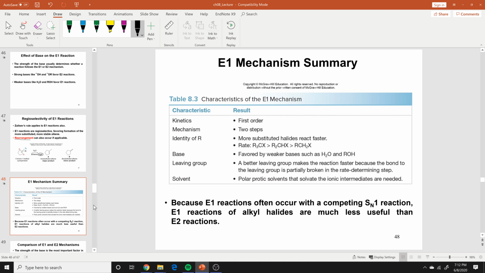So E1 is a two-step reaction. It is first order. My alkyl halide has to be tertiary, faster or more stable than secondary, than primary. With a primary alkyl halide, there is no E1 reaction, and there is no SN1 reaction. So with a primary alkyl halide, there is no way I'm having either an E1 or SN1 reaction.